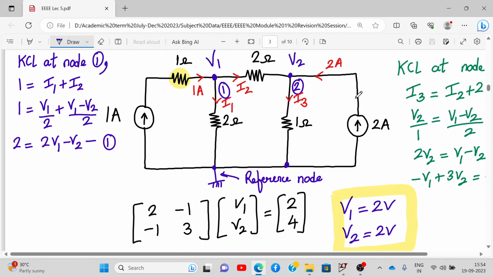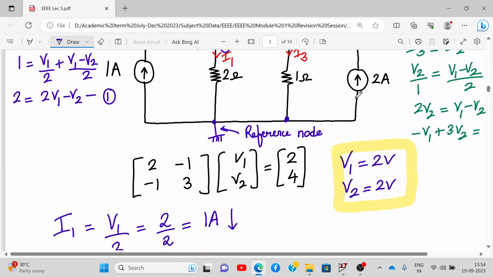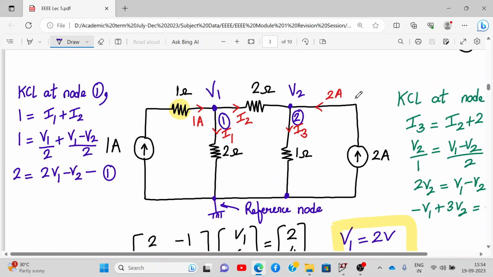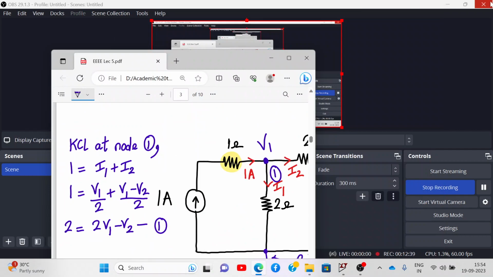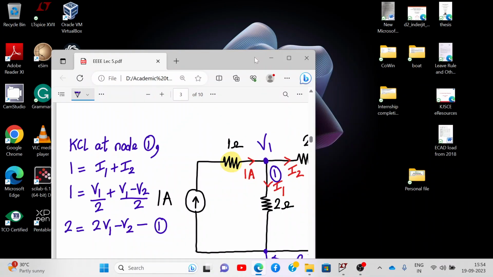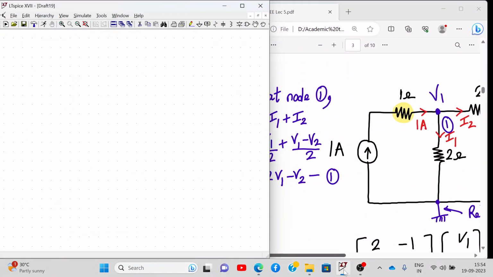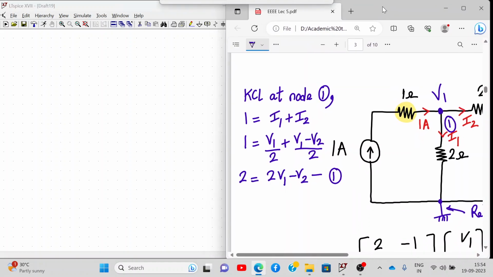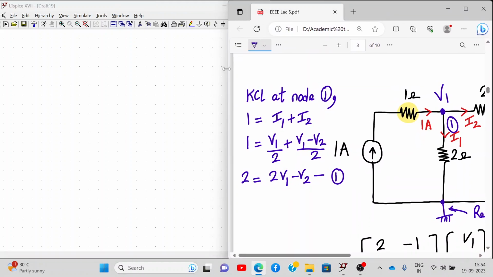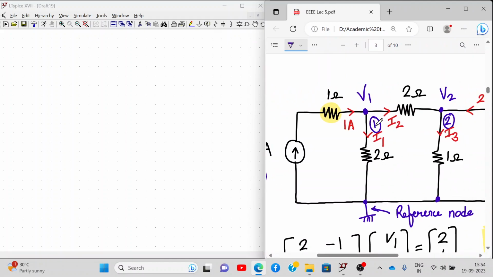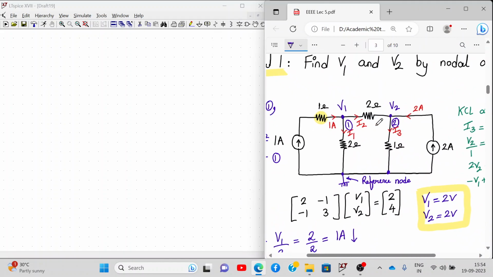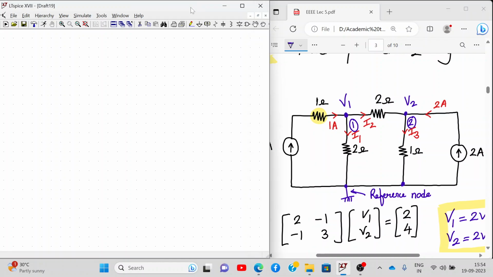Now, let's go to LTspice and check this out, whether we are getting similar answers or something different. All right, so let's do it in LTspice. Let me open LTspice and keep it ready, and let me keep this window open with the circuit diagram. So let me build the circuit side by side in LTspice.